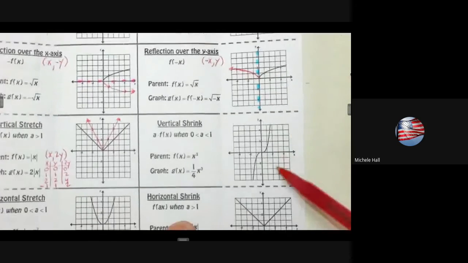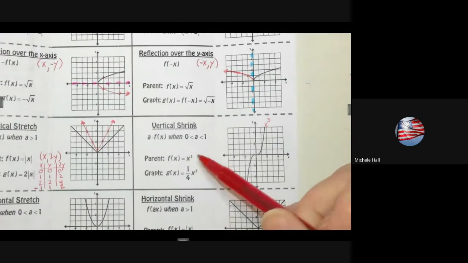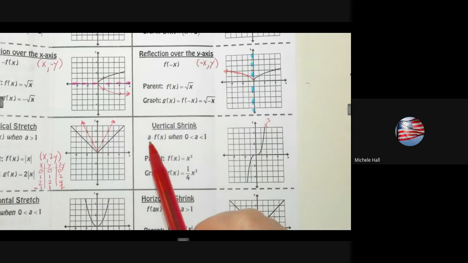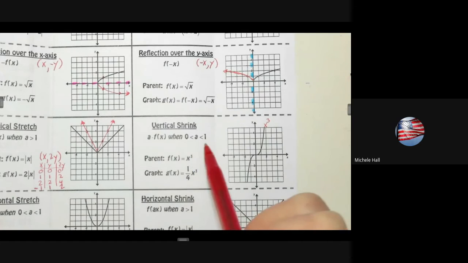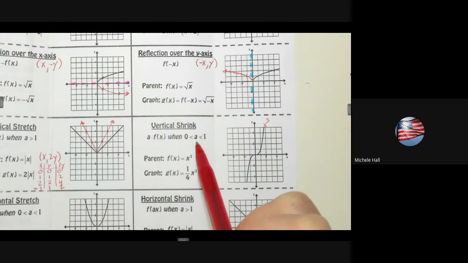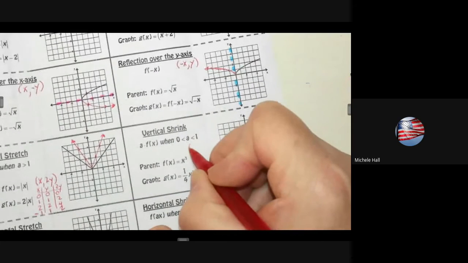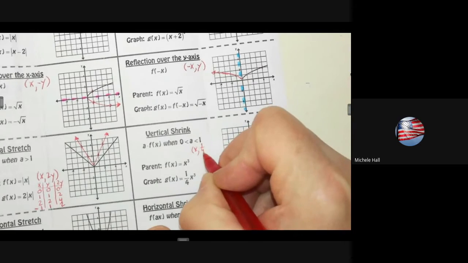All right, here's a cubic. We haven't done too many polynomials, but we're getting there. All right, so I have a vertical shrink. That means that you're multiplying to the function, but this time it's a number between 0 and 1. That's a fraction. So a shrink would be when you're multiplying a fraction to the function. So here we see nothing for x, but I'm multiplying to the function y, 1/4 of my y's.